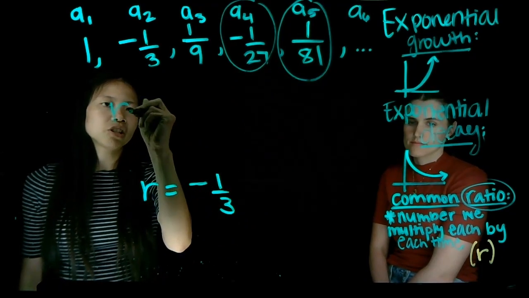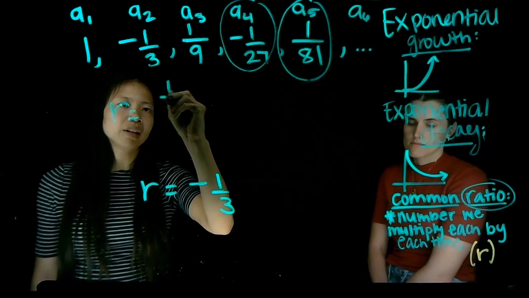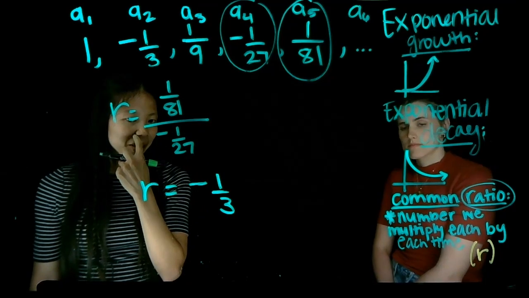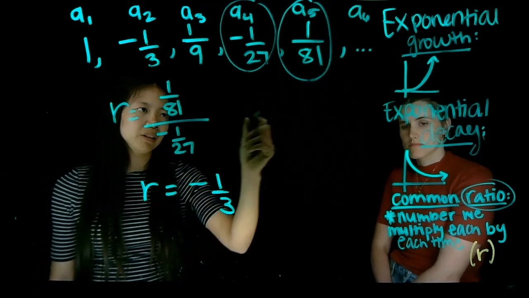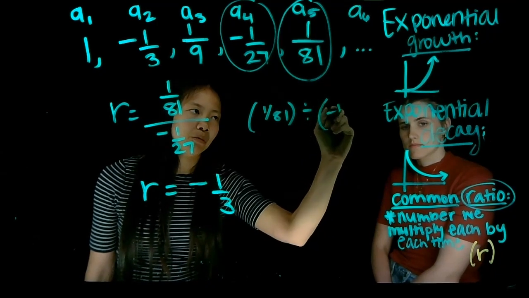So my common ratio is equal to my term that's larger, so the fifth term is 1/81, divided by -1/27. You can type that in your calculator, you just have to be careful with your grouping. You'll have to do parentheses 1/81 divided by parentheses -1/27.